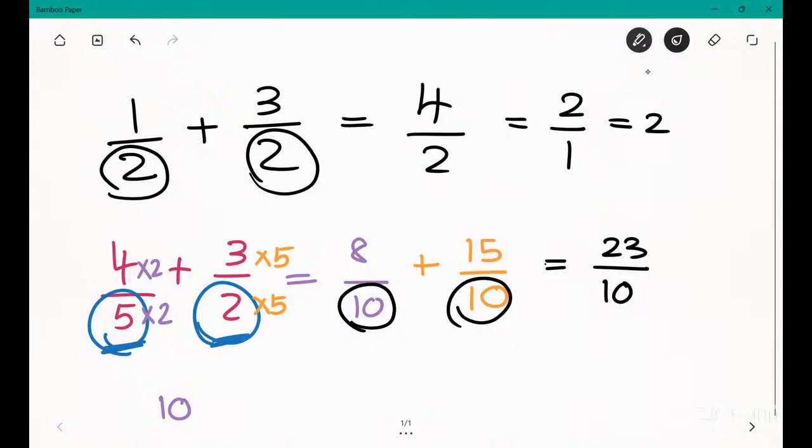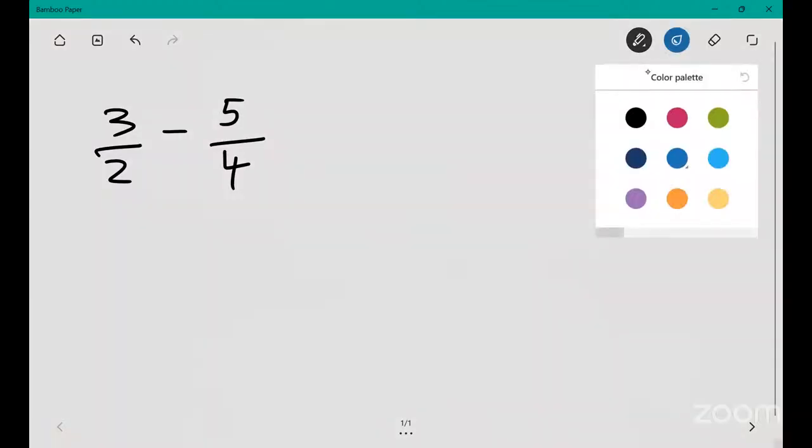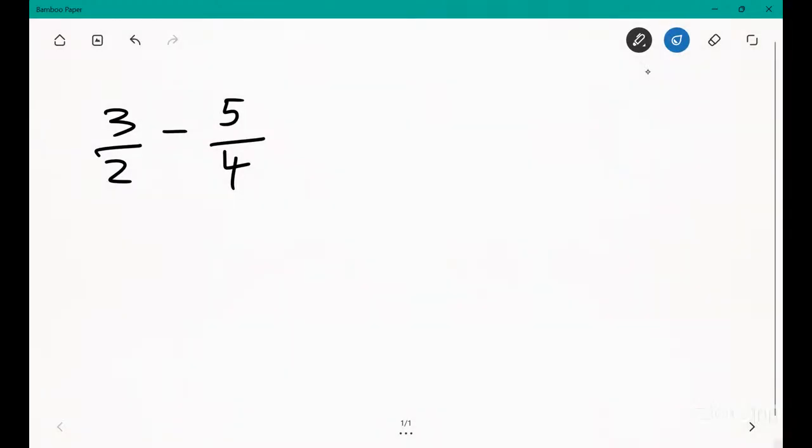Okay, same thing with subtraction. If I were to have 3 over 2 minus 5 over 4, here you can see that both the denominators are not the same, but if I change one, I can get it to the other one. The closest common multiple here is 4 itself. I can multiply this up and down by 2 to get it as 4.